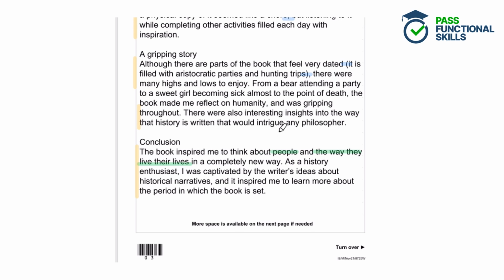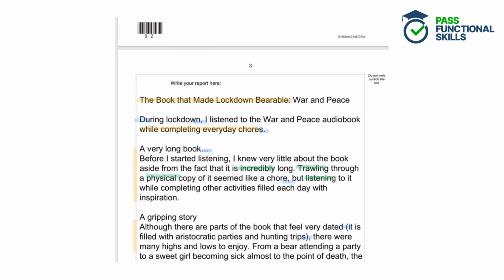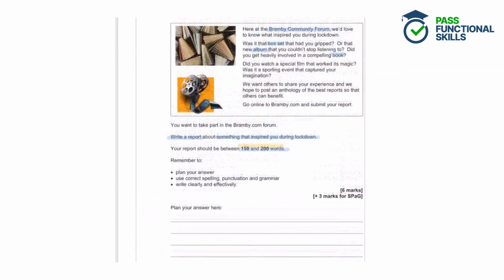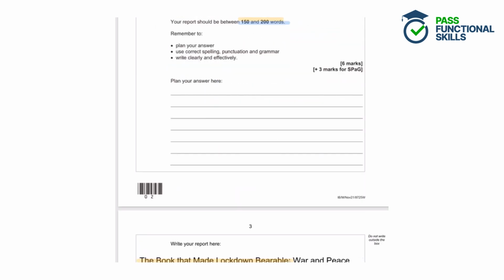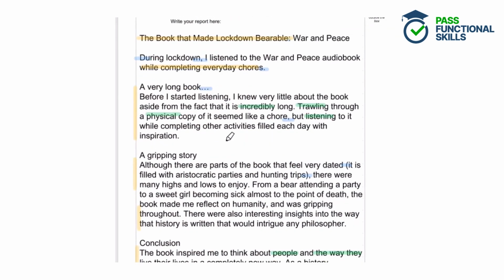So all of the details that are included are appropriate for this answer, because if we take a look at the question, all the different parts of the question have been answered. So we have responded and said what inspired us during lockdown, and then shared the experience, so given details about what the experience was like, and it tried to persuade the reader that it is an inspirational thing that they should maybe engage with as well. The answer is also formatted and organised appropriately.